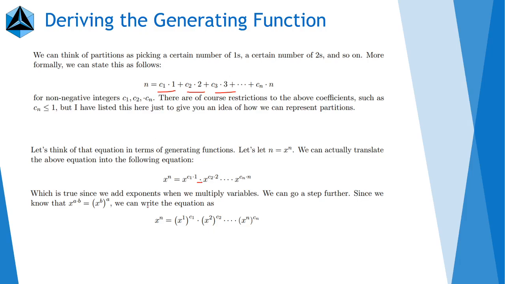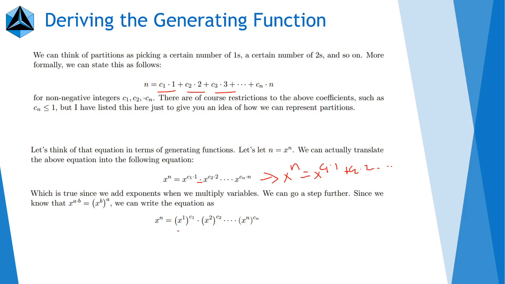So if you actually multiply all this out, this gives you x to the n is equal to x to the c1 times 1 plus c2 times 2, and so on. It's the same equation, but in the exponent. So we can go a step further, since we know that x to the a times b is equal to x to the b to the a power. So we can write the equation as this.